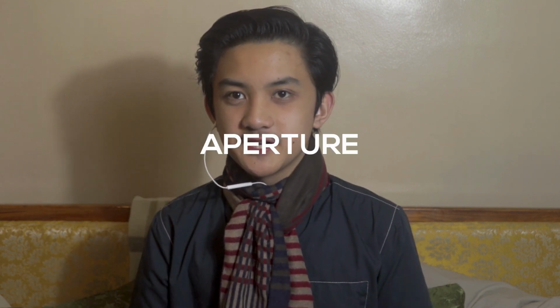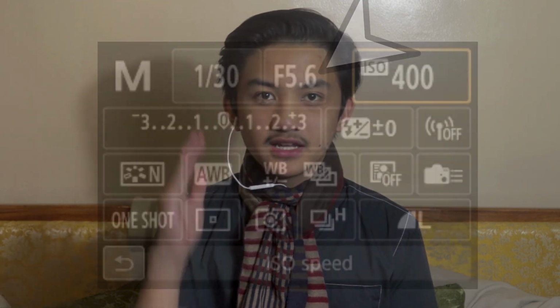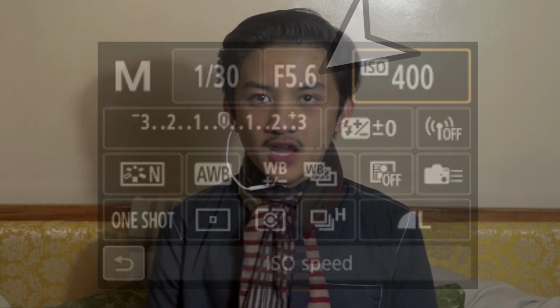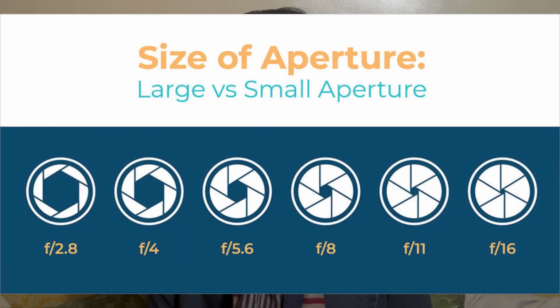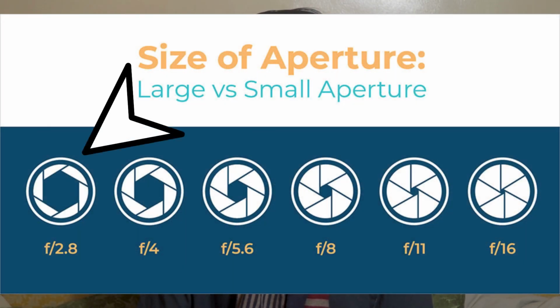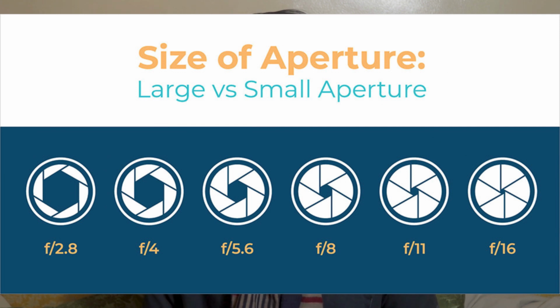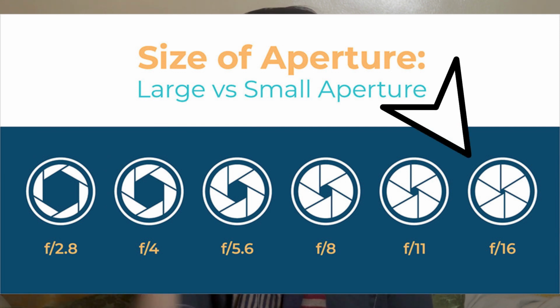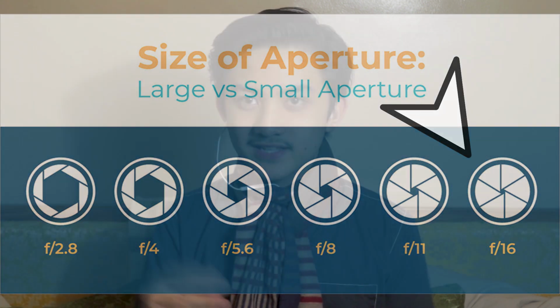Okay, aperture. It's usually the number in the middle if you're using Canon. So aperture is the size of your lens opening. The lower your aperture number, the more light comes in because the wider your lens opening will be. But the higher your aperture number, the smaller the opening will be, the less light comes in.